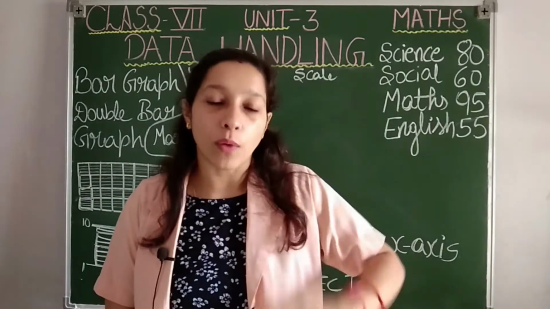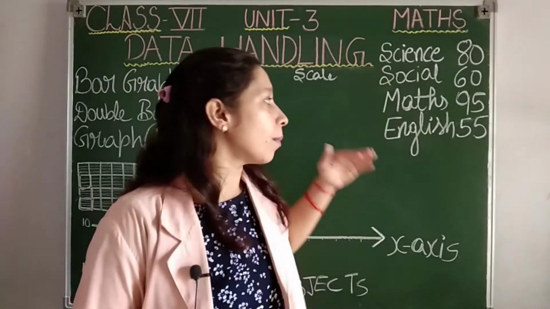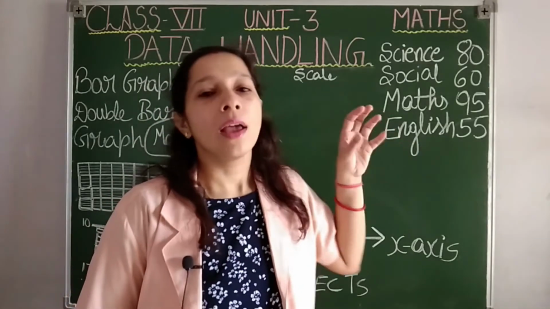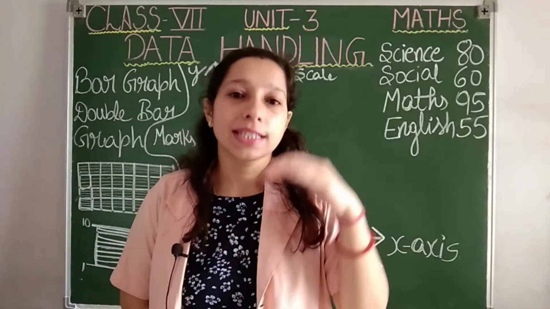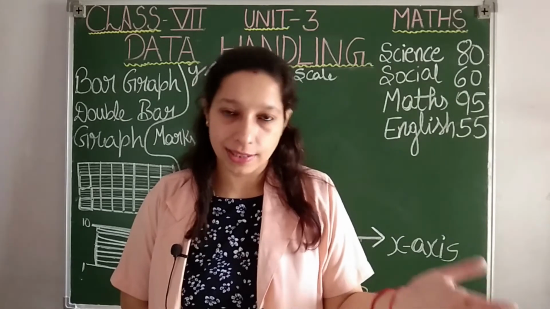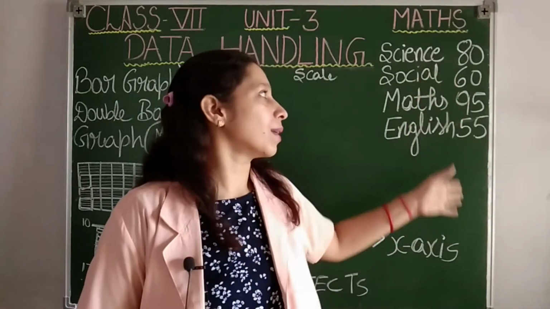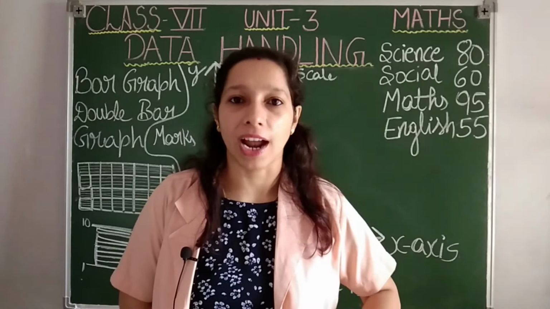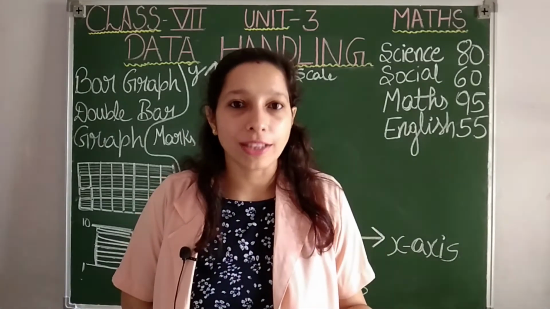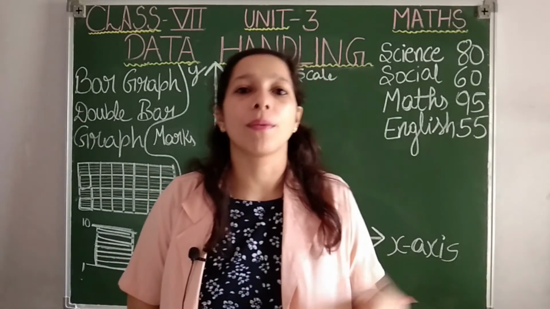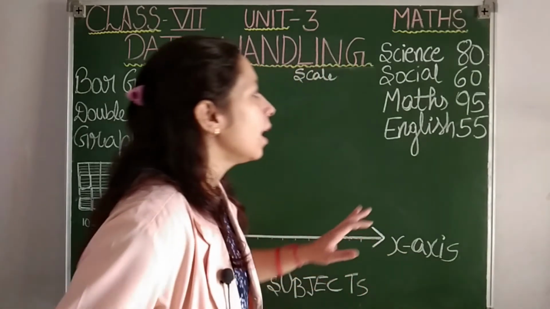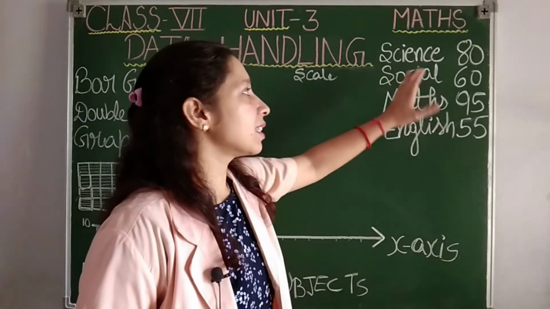You can't write 1 to 100 there. You can't show the numbers starting from 1 to 100. Means you have to take some sequence of numbers. Then only you can use these numbers, then only you can mark these numbers on your graph sheets. Which sequence you are going to take, which series of numbers, I will be explaining. Now look, 55, 95, 60, 80.